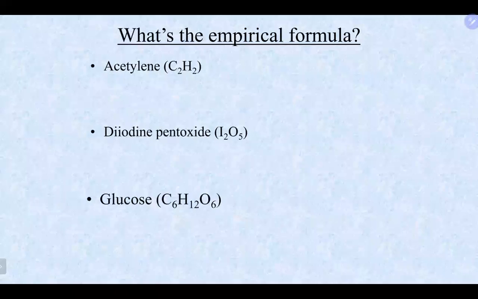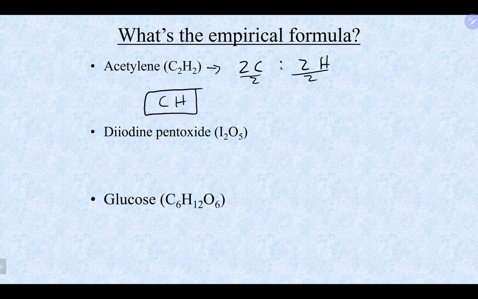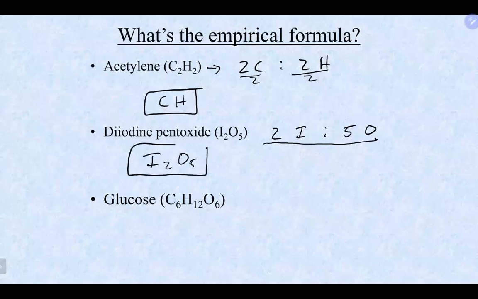All right, so take a second here and write the empirical formula for each of these. We have 2 carbons for every 2 hydrogens, which means you could divide everything by 2, and that would give you 1 carbon for every 1 hydrogen as our empirical formula. In the case of the second one, that is 2 iodines for every 5 oxygens. There's really no way to divide that down to a smaller number and still have a whole number. So in this case, this would also be the empirical and molecular formula.